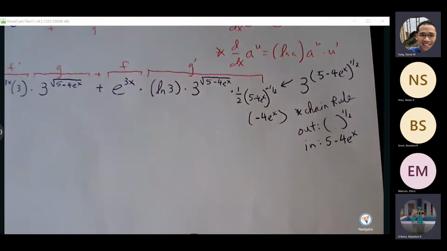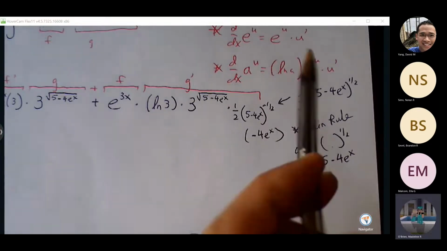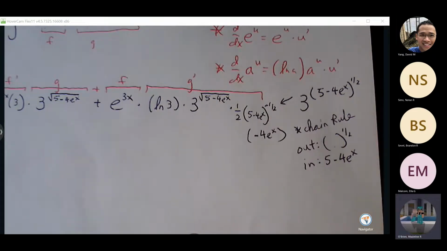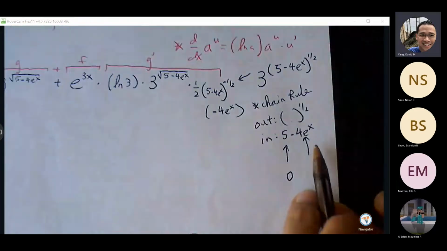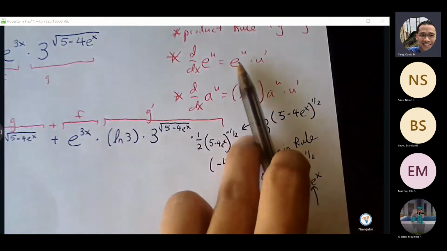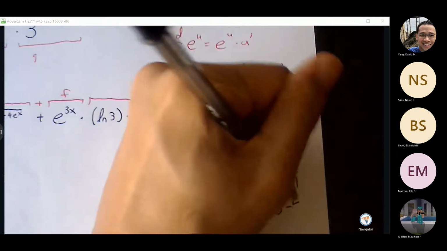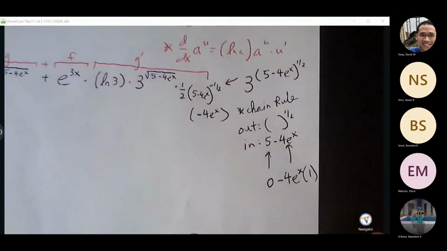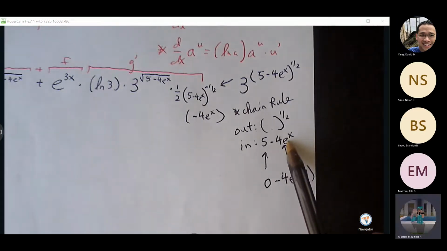Mr. Yang? Yeah. So when you're doing chain rule for this part, can you explain how to take the derivative of the inside? How do you get that? Right. So the derivative of 5 is 0. And the derivative of e to the x is just this rule here. So the derivative of e to the x is just e to the x times 1. And the 4 just tags along for the ride. So the nice thing about e to the x is that the derivative of this function is the function itself.